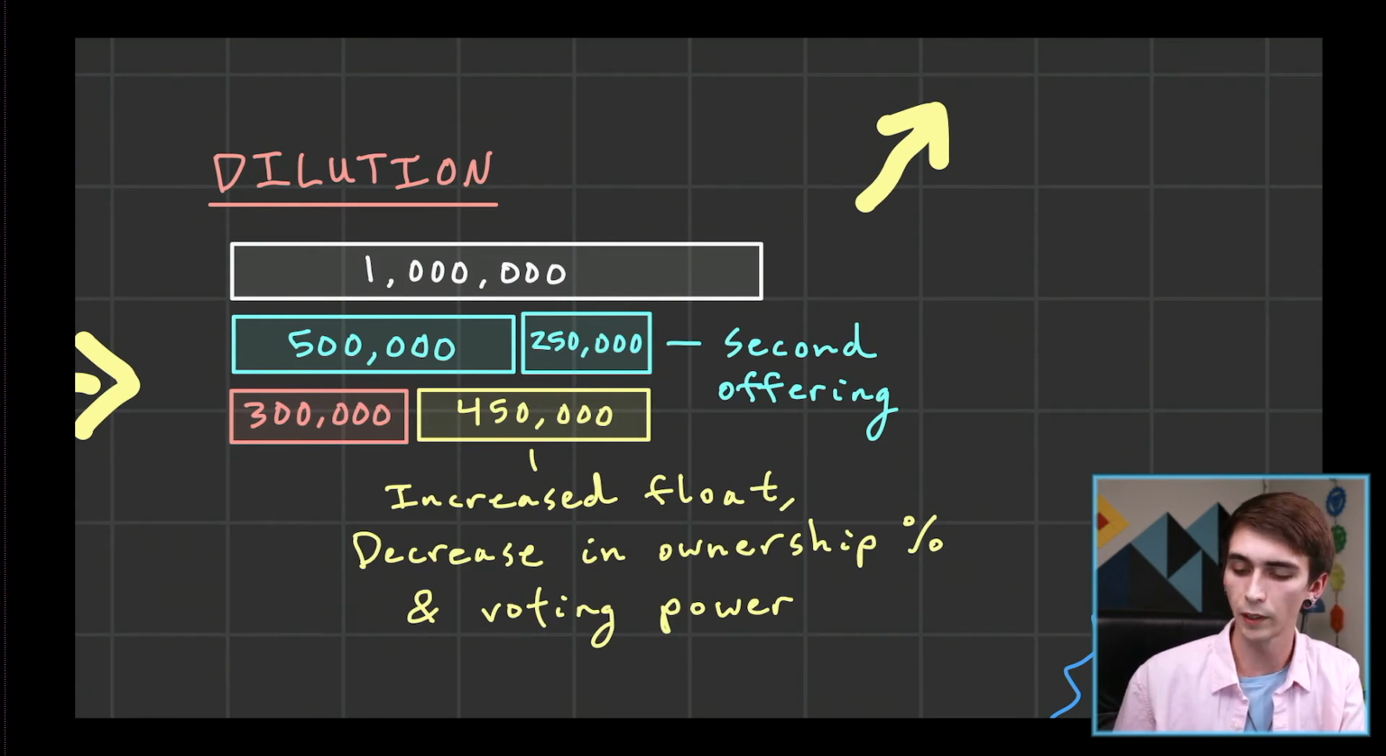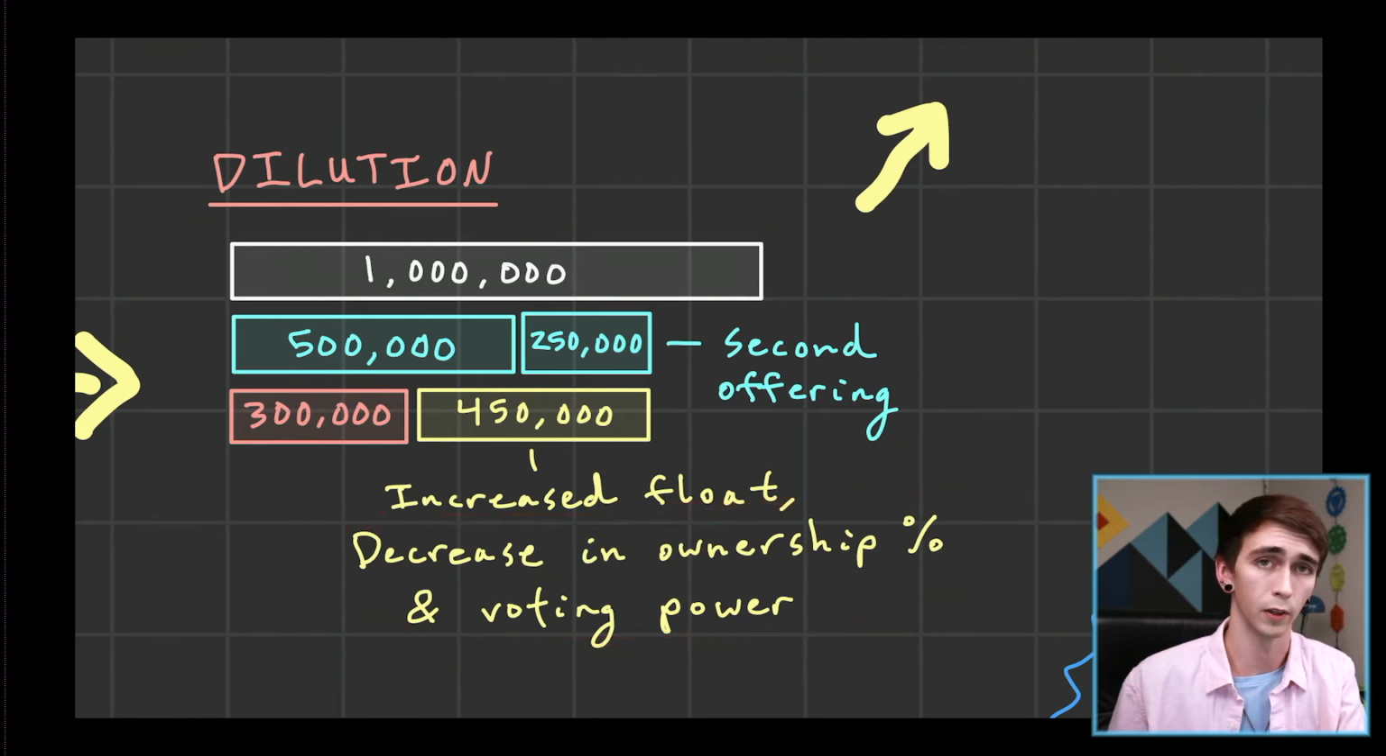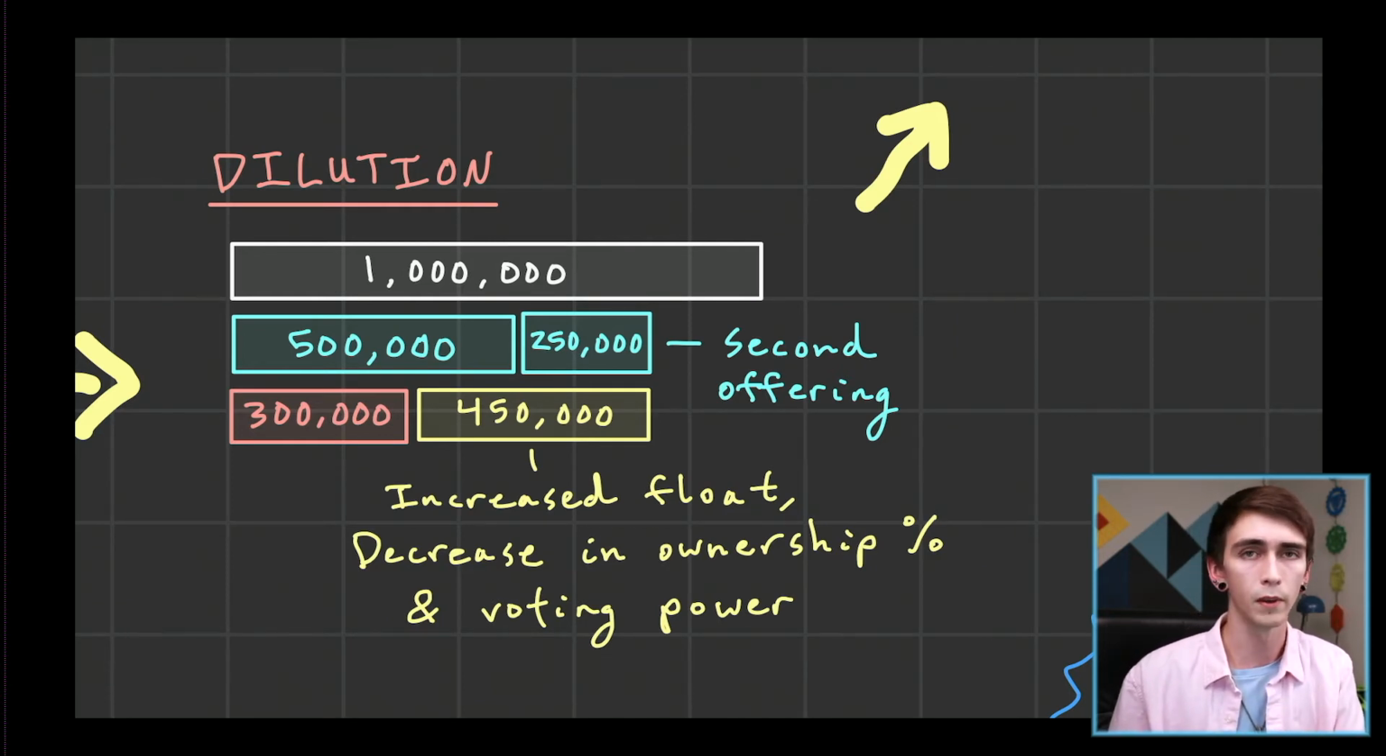So basically what's happening here is the float is increasing. The amount of shares that traders can buy and sell is increased, but it decreases your percentage of ownership and your voting power in the company. Basically your stock is worth proportionately less because there are more of them, but your quantity is still the same unless you buy more, of course.